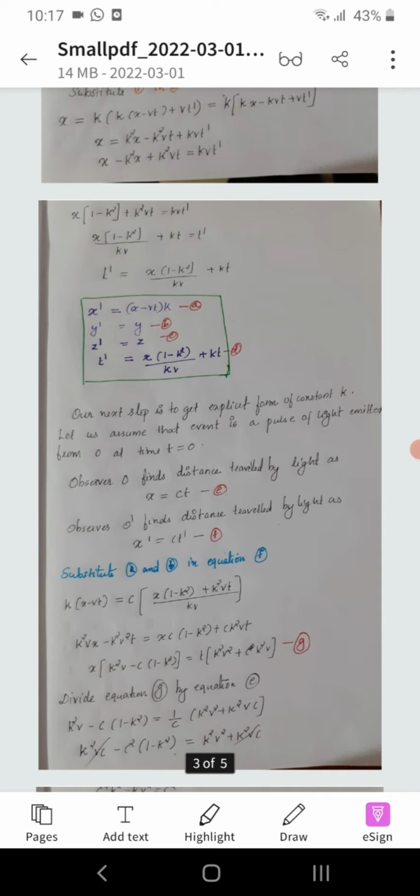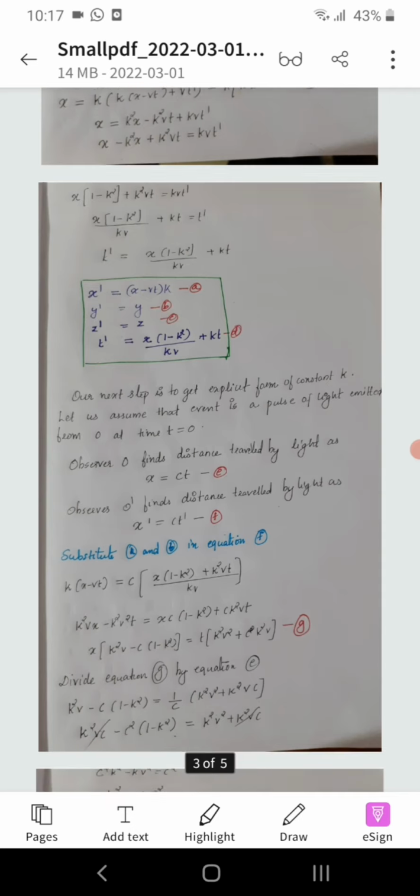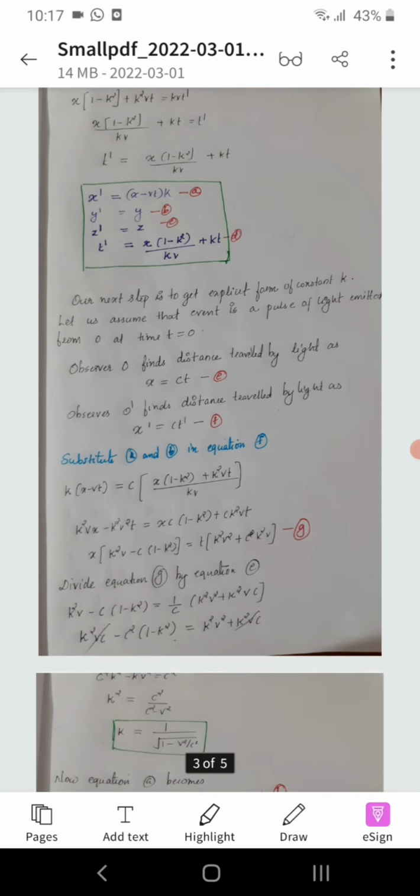Substitute these two equations in equation F, that is x prime is equal to ct prime. Instead of x prime, substitute equation A in it, and instead of t prime we can replace it by equation D. So we will get k into x minus vt is equal to c into x into 1 minus k square plus k square vt by kv.